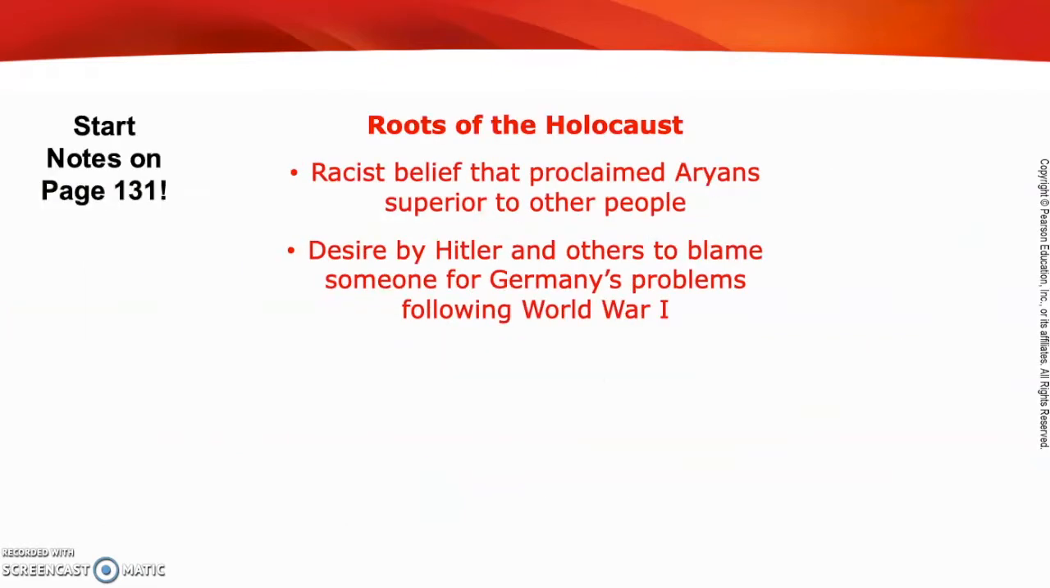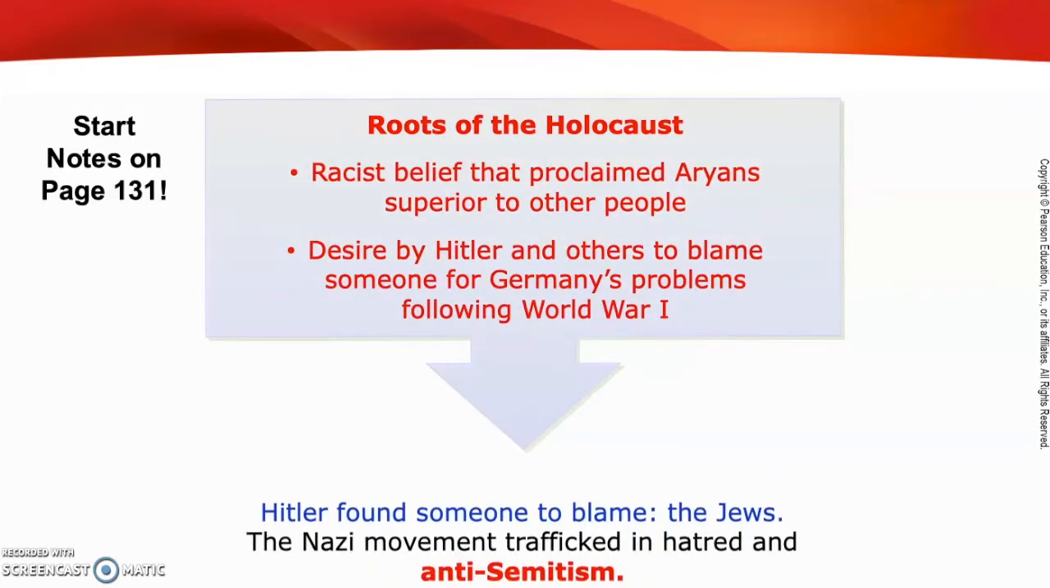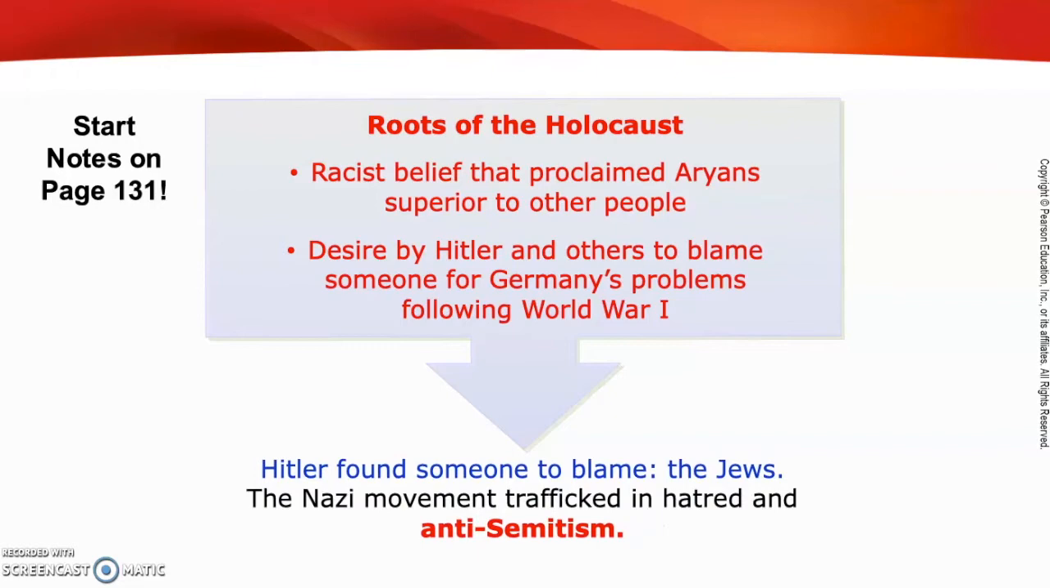All right, so the roots of the Holocaust. So go ahead and start your notes on page 131. We know that Hitler was very racist and he proclaimed that Aryans and Germans were superior to all other people. So it's this desire by Hitler and others in Germany, and they wanted to blame someone for Germany's problems in World War I. And Hitler, obviously, they blamed the Jews.